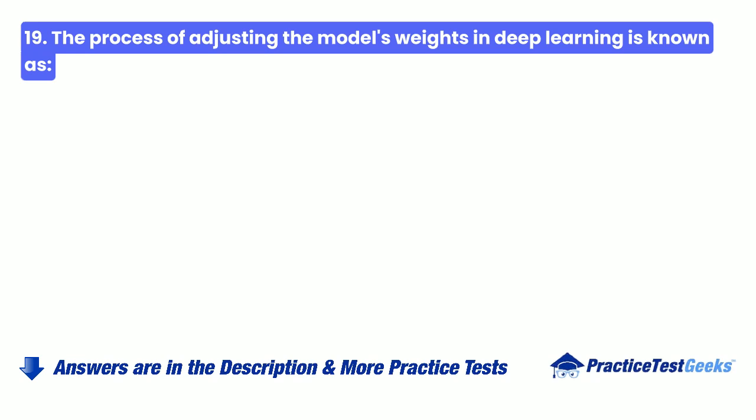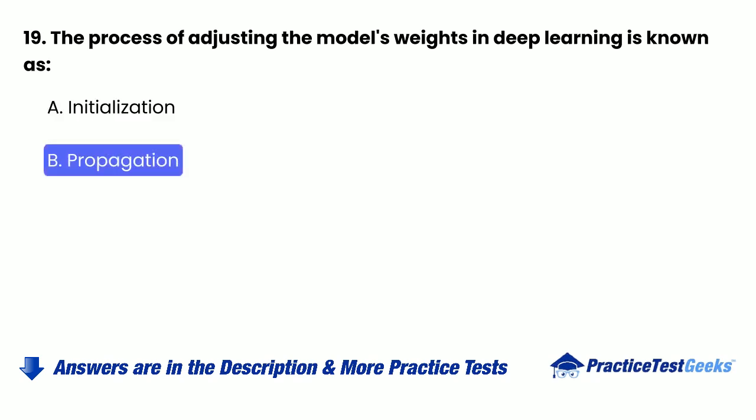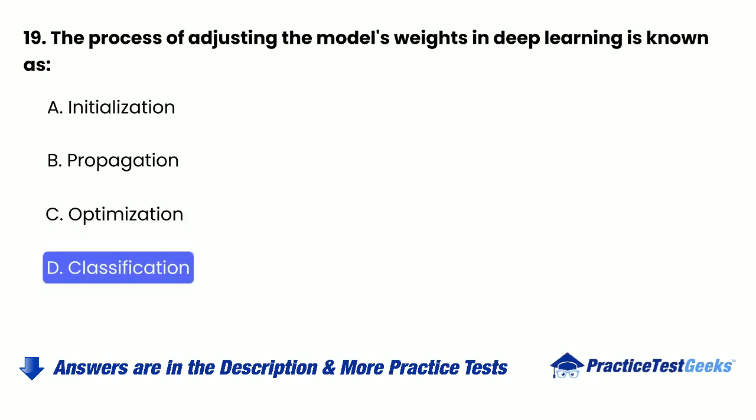19. The process of adjusting the model's weights in deep learning is known as: A. Initialization. B. Propagation. C. Optimization. D. Classification.